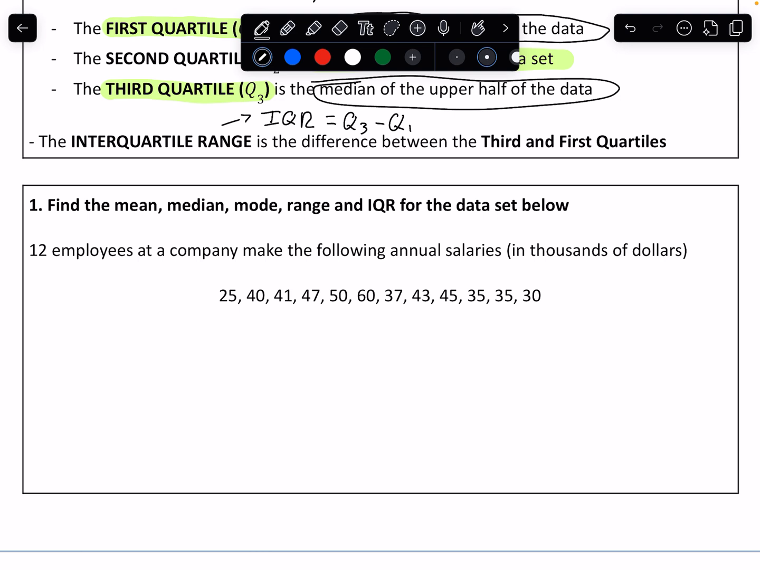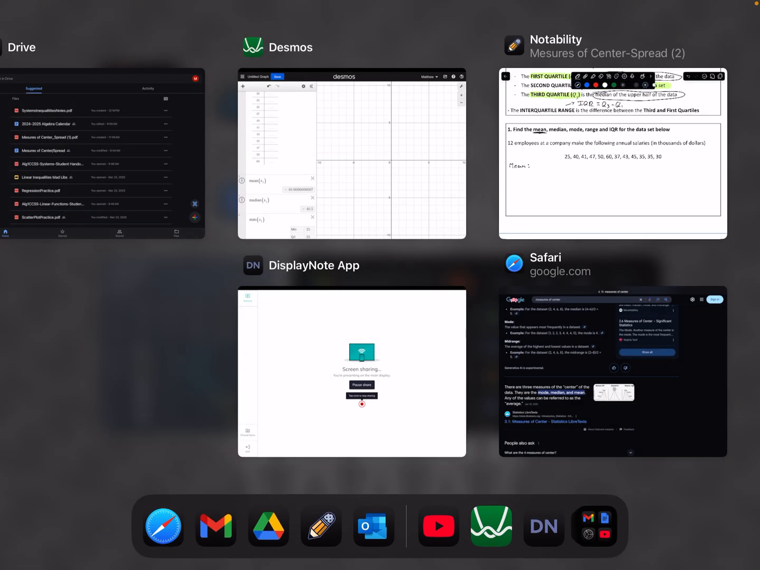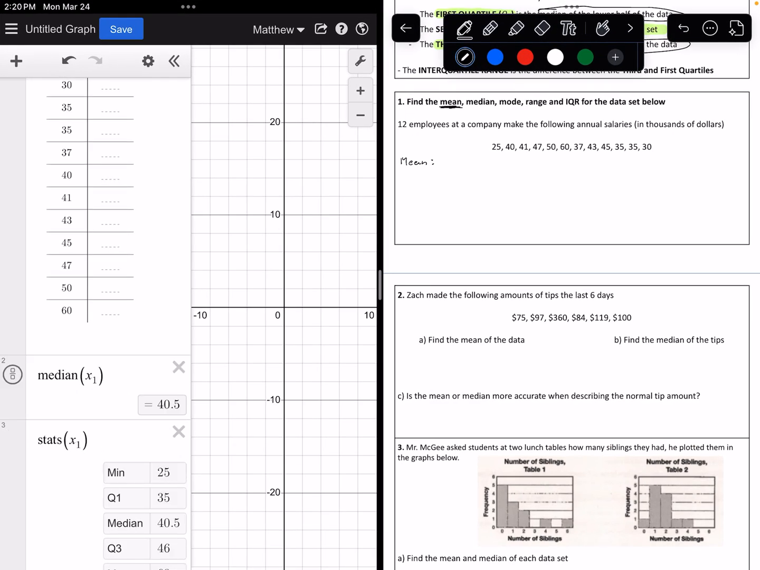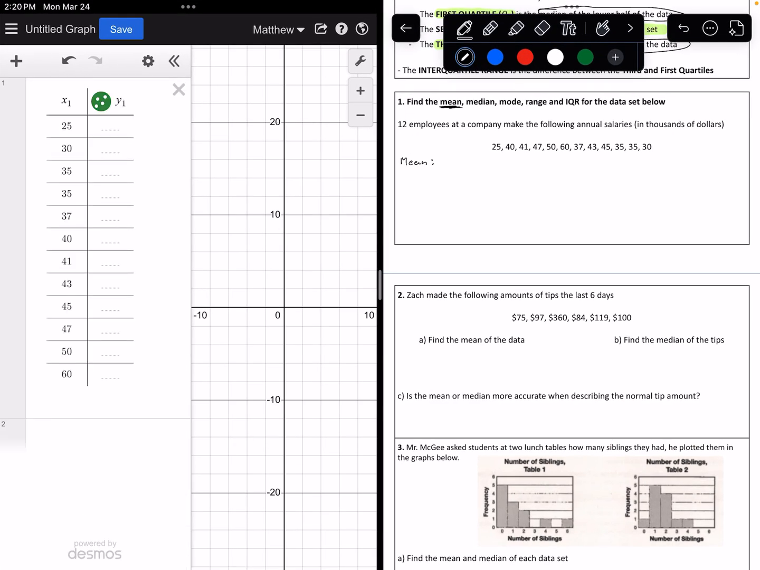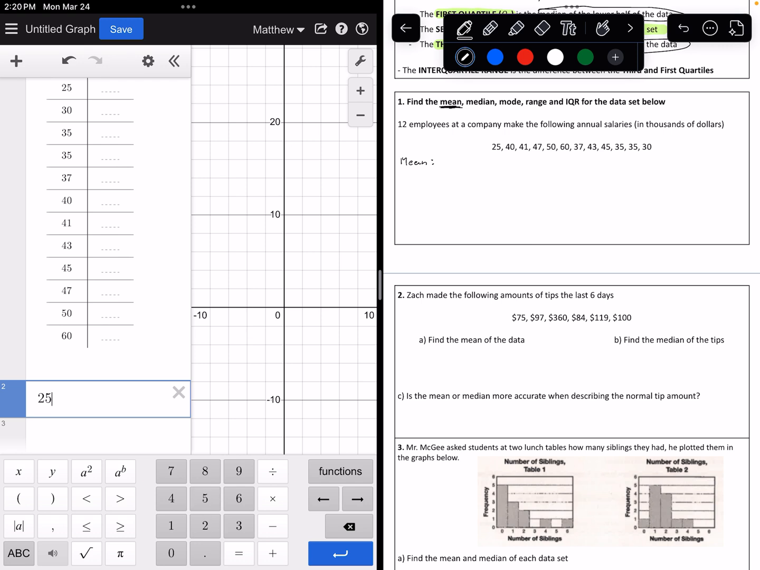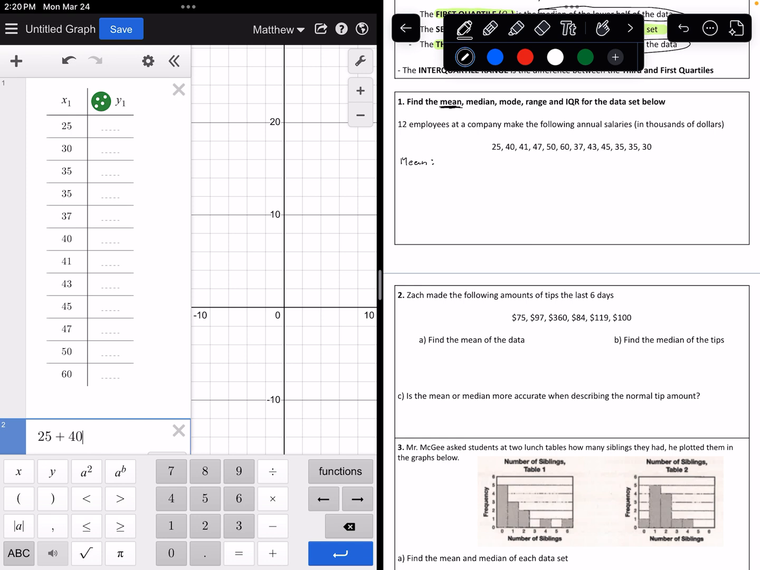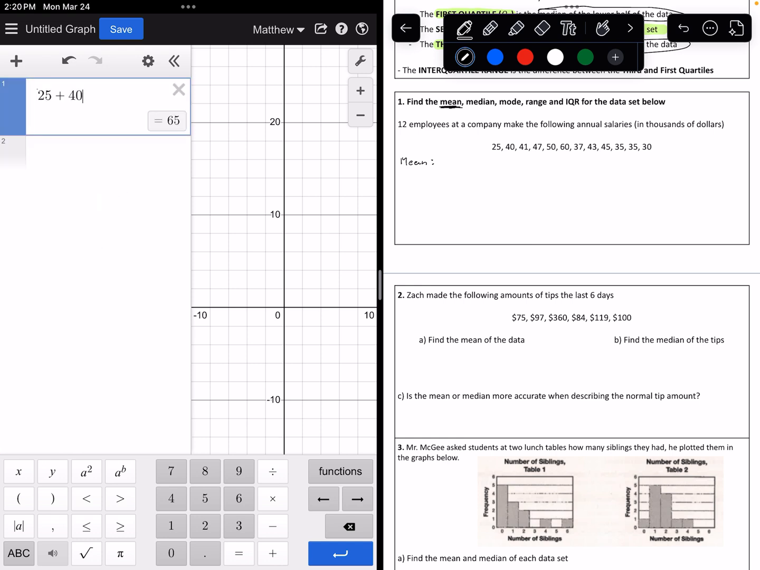We're going to start with our mean. I mentioned it above. To find our mean, we need to add all of these up. I don't expect you to do this in your head. You can use the calculator. Luckily, I have my numbers listed. So I'm going to do 25 plus 40. I'm going to get rid of this because we're going to need that later. 25 plus 40 plus 41 plus 47.